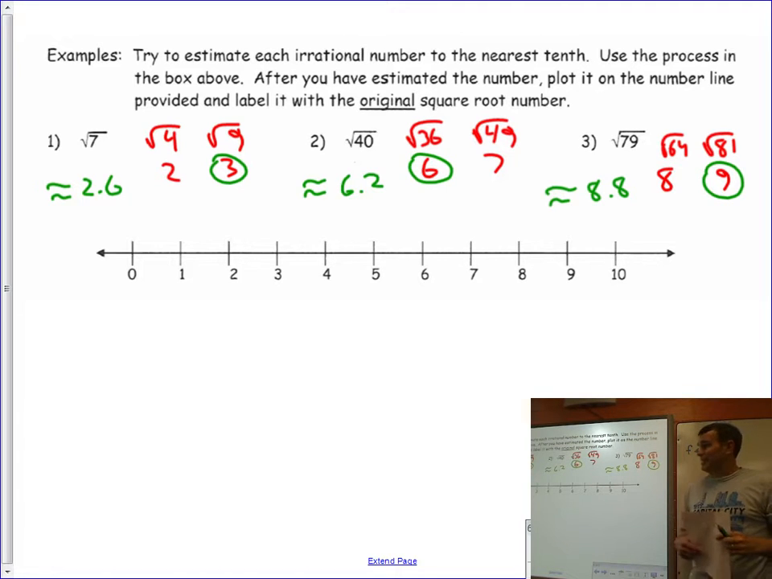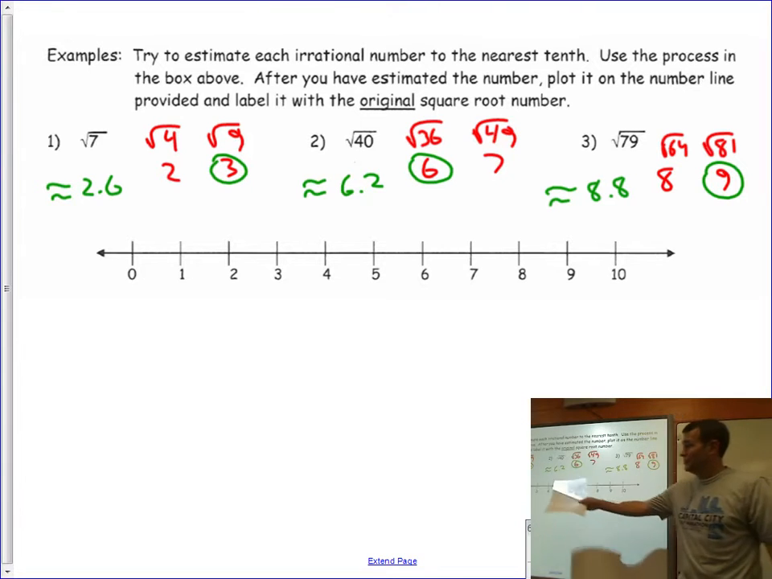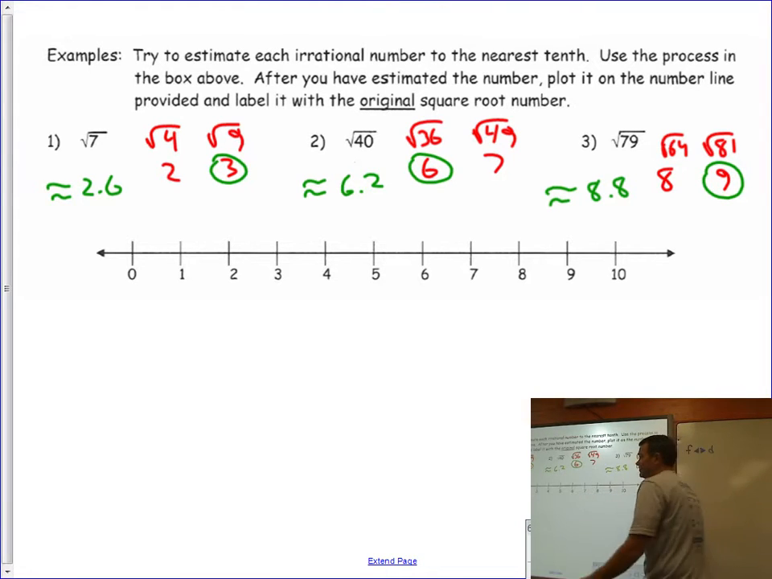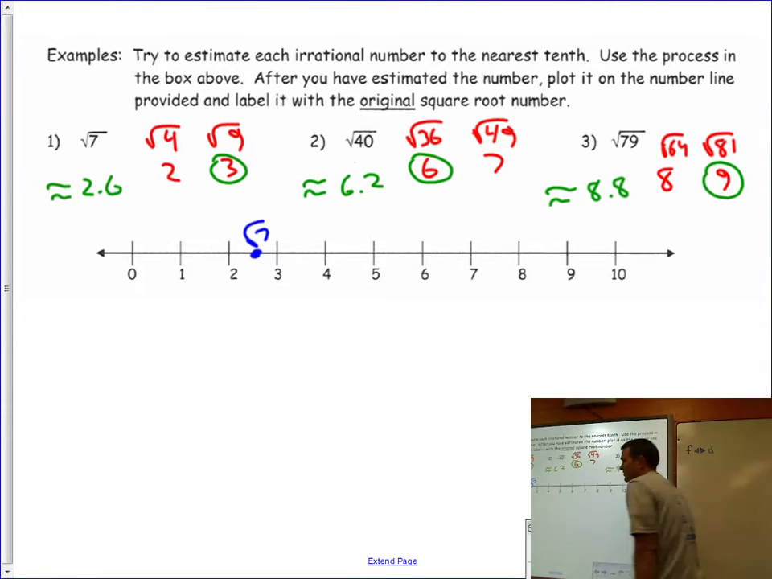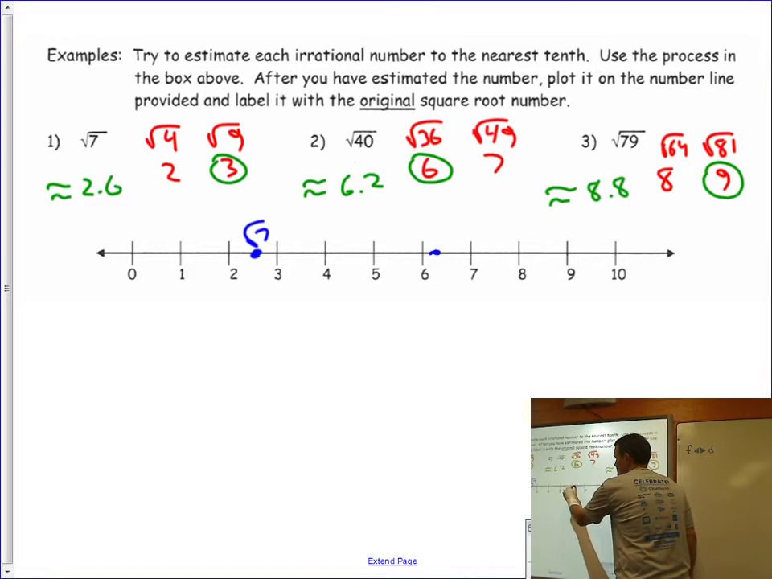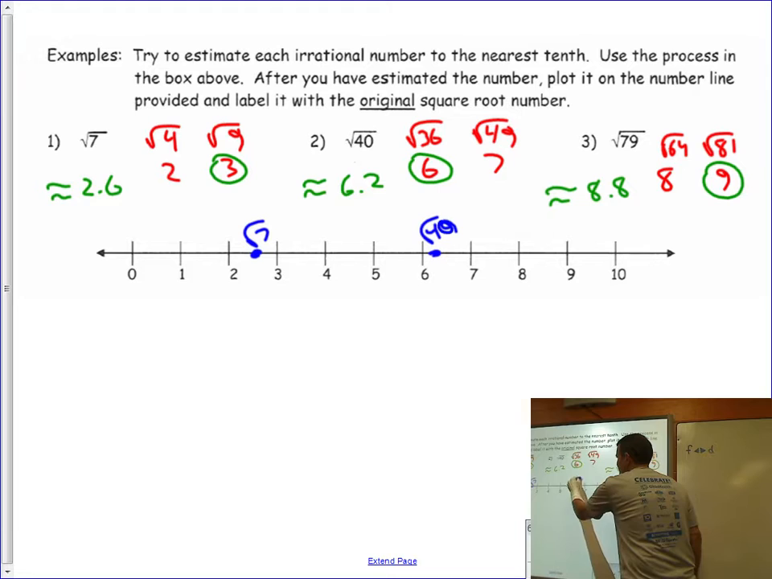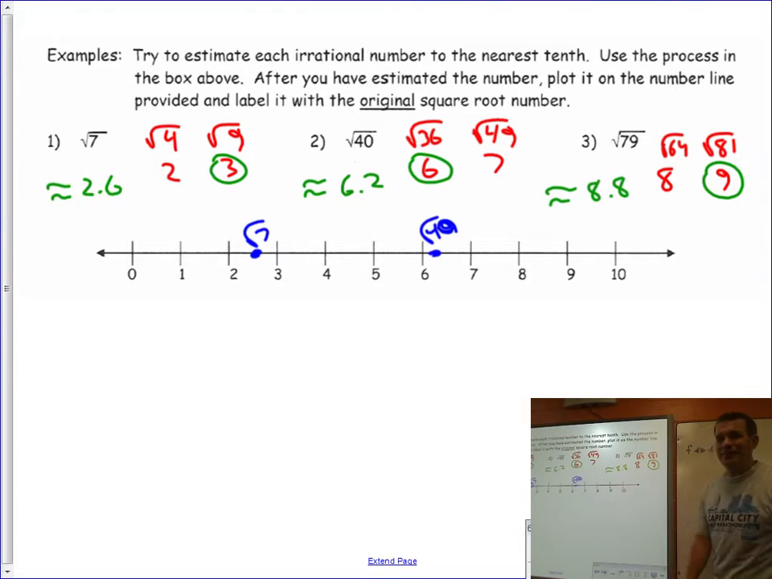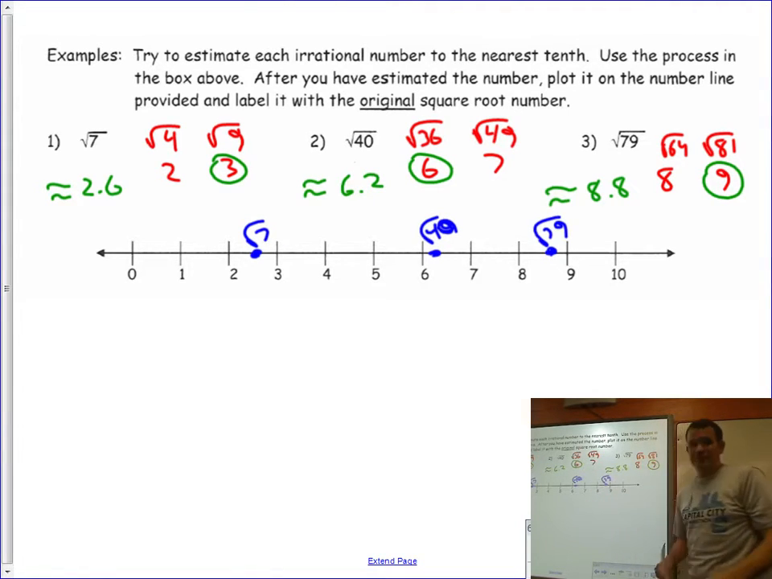All right. So to graph these, I would go to the first one, I'd go to about 2.6. That's a little bit closer to 3. There's the square root of 7. 6.2. There's the square root of 40. And last up, square root of 79 is about 8.8. And there's the square root of 79.